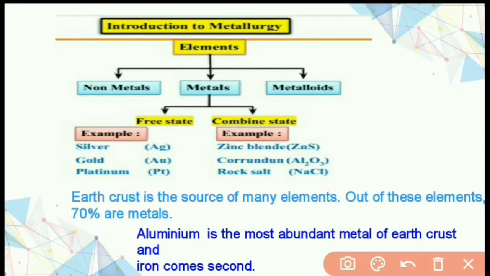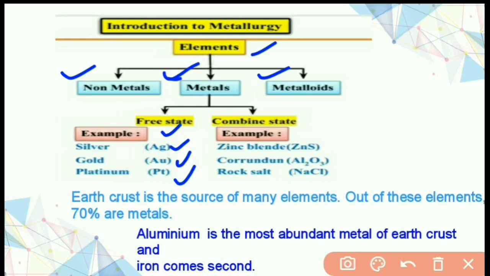We can understand the introduction of metallurgy by this flowchart. Generally, elements are present in three forms: non-metals, metals and metalloids. In this unit we will study metals. Metals are generally present in two forms in the earth's crust. Some elements are less reactive. They are present in the free state, or native state, for example silver, gold, platinum.